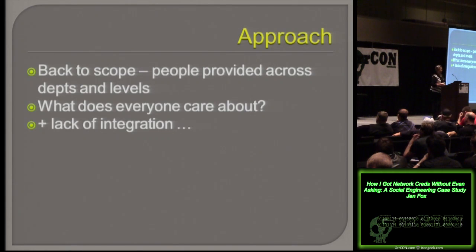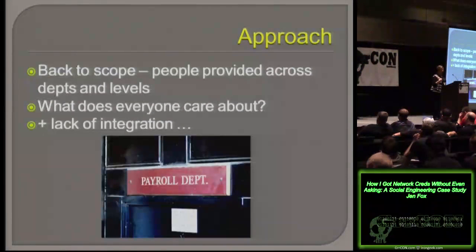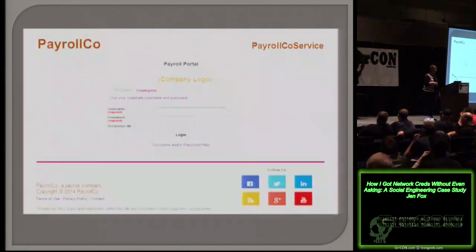Lack of integration in the back-end systems. And I figured payroll. Payroll is the way to go. That's something everybody on that list was going to care about. And odds were in my favor that they would not have it integrated. So that's the direction that I chose to go with this exploit.